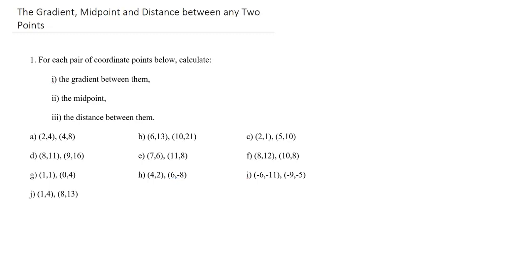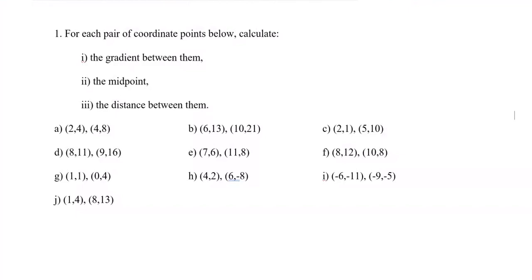So in this video, we're going to take a look at how to find some information between 2 points. So that's the gradient, that's the steepness, the midpoint between 2 points, and then the distance in a straight line between those 2 points. So let's take a look at an example here.